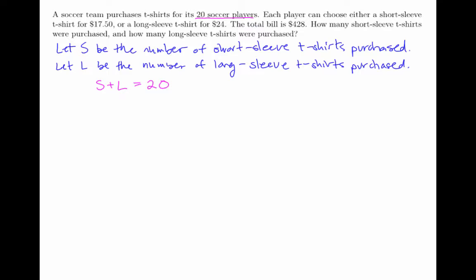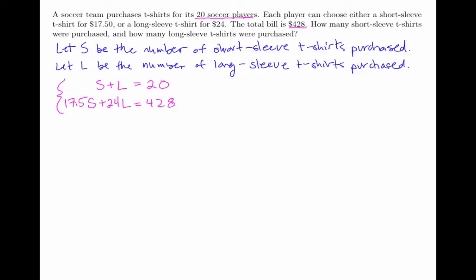For our second equation, we're going to use the total bill. So we see that the total bill is $428. So we know that that total has to equal $428. And from that, we'll look at determining the amount of the bill for the short-sleeve t-shirts, which will be $17.50 times S, since each costs $17.50. And then we'll add 24L, since each long-sleeve t-shirt costs $24. So that gives us our system.